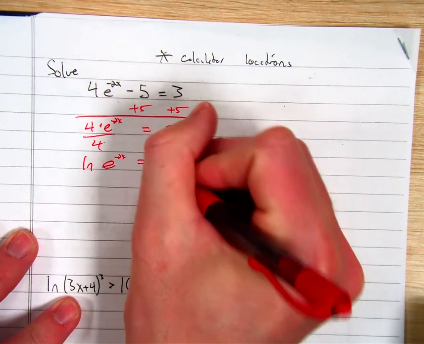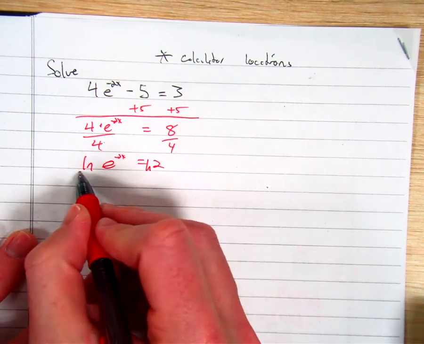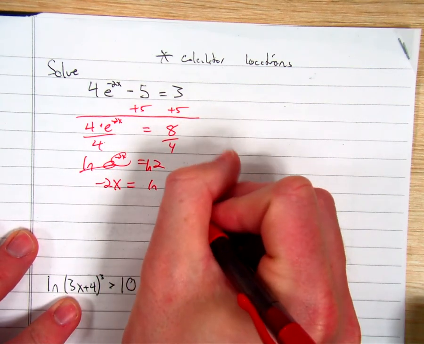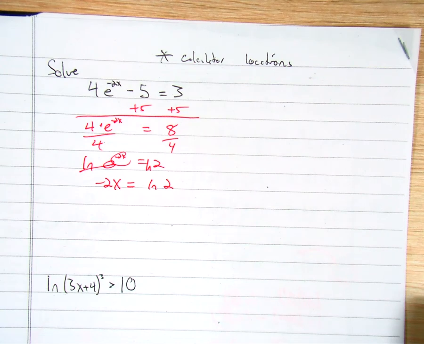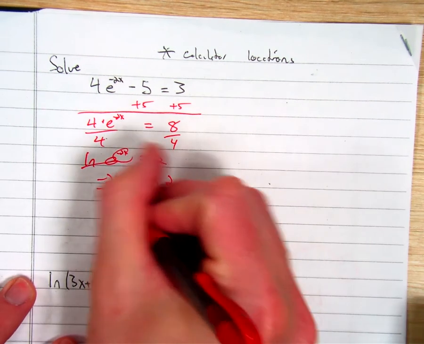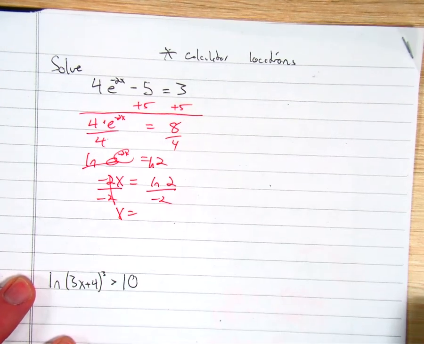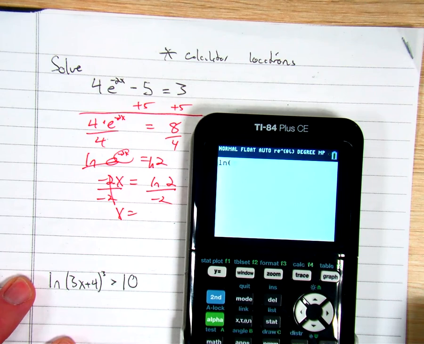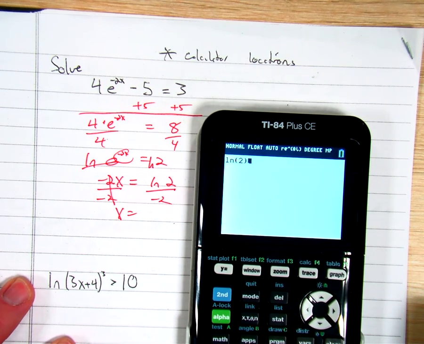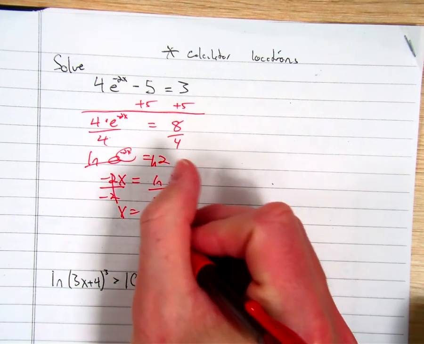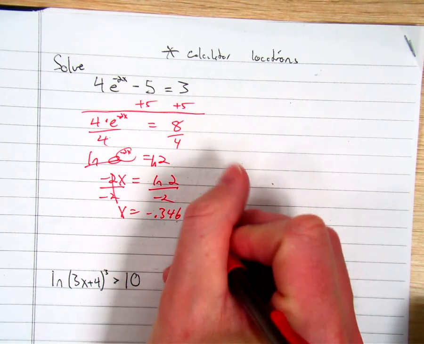We're going to natural log both sides. Natural log and e will cancel out. The negative 2x will fall down to the bottom. And then we'll divide by negative 2. Natural log of 2, close your parenthesis, divided by negative 2. We should be coming up with negative 0.3466.